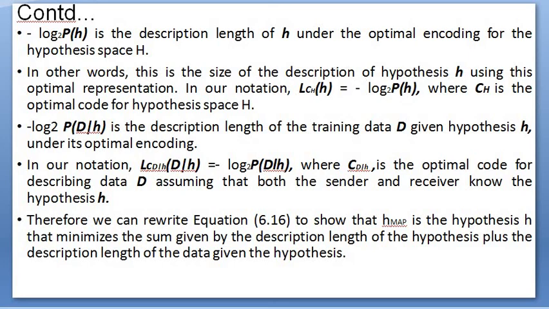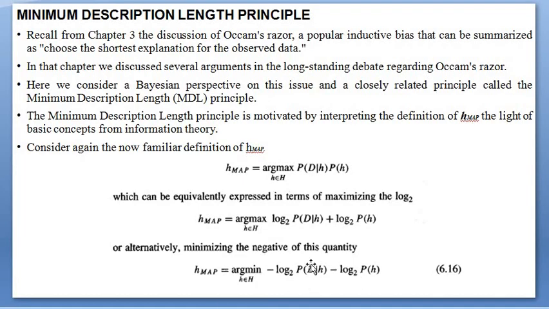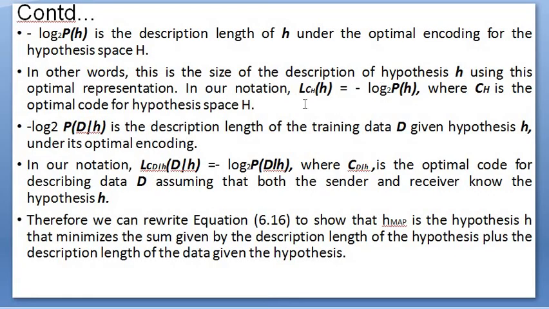So in the previous equation, I can write minus log to the base 2 of P(h) as L_CH(h), because it will give you the minimum description length of a hypothesis, where C_H is the optimal code for the hypothesis space H. The minus sign always indicates that it is optimal or minimum.